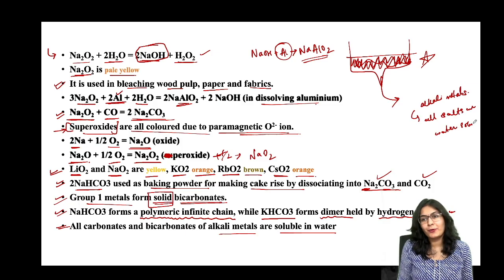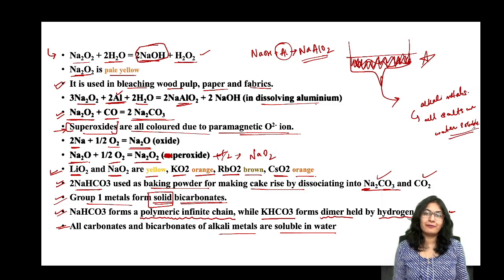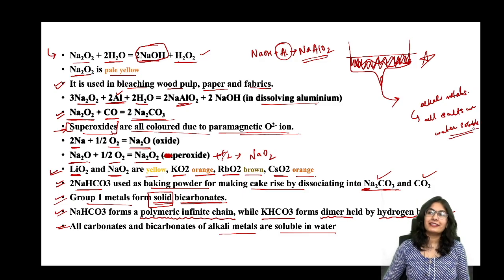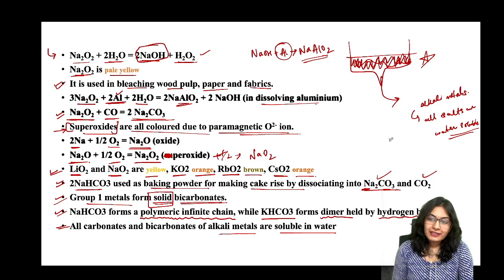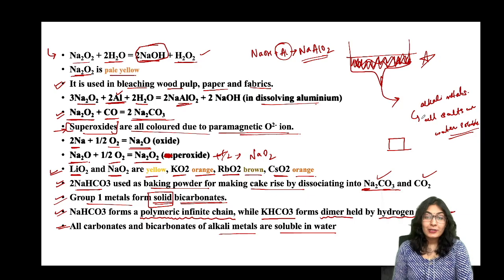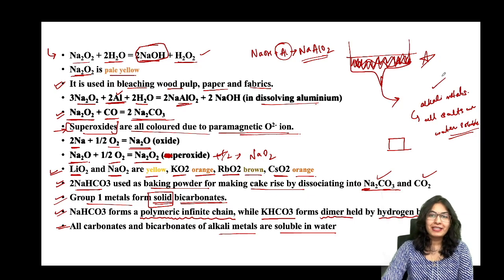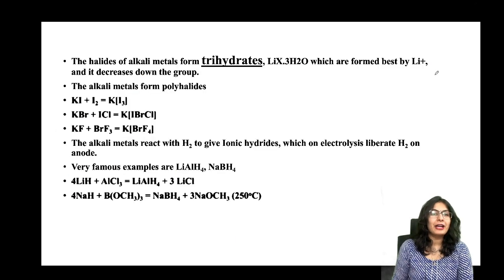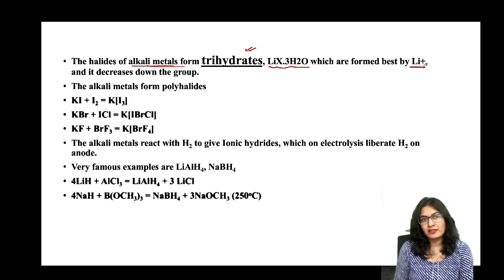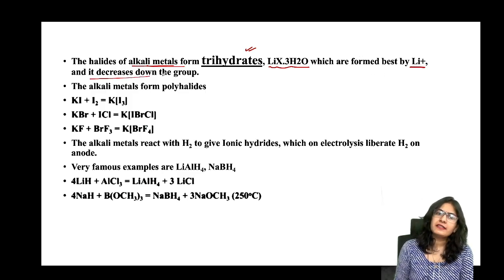And when you go into the lab the first time, when you are doing the qualitative analysis, it is written in your lab manual on the first page that all the salts of alkali metals are soluble in water. So we remember this. Now, the halides of alkali metals form trihydrates like this, LiX.3H2O, which are formed best by lithium plus, and it decreases down the group.